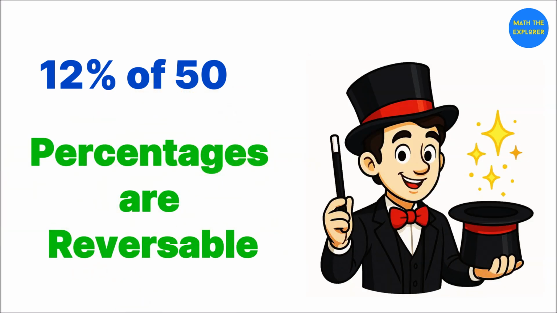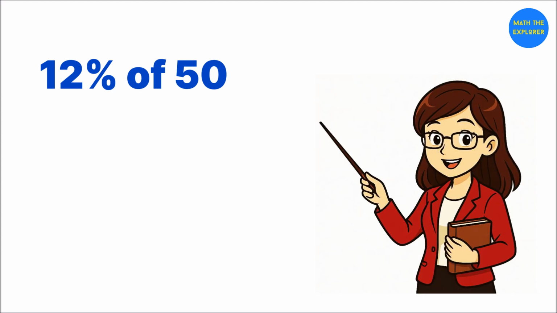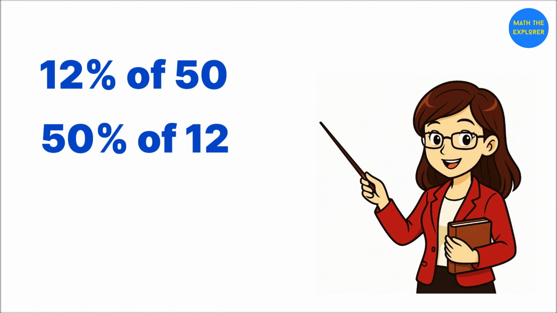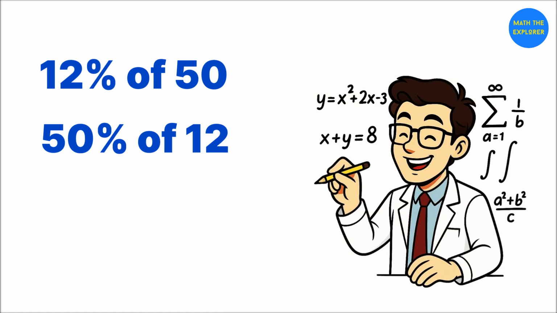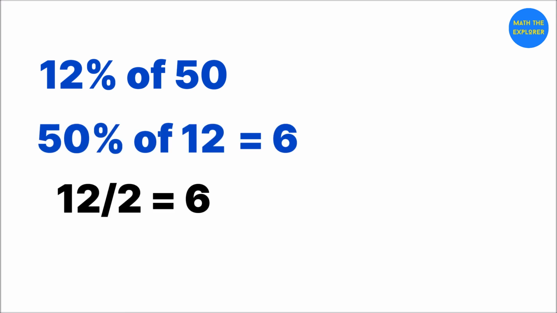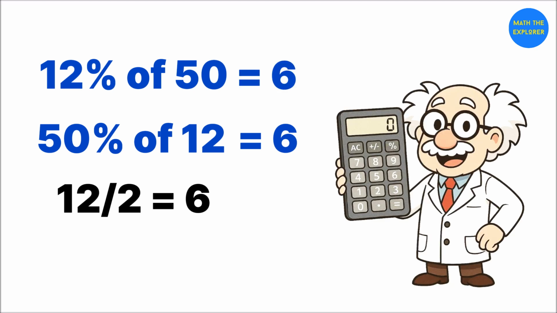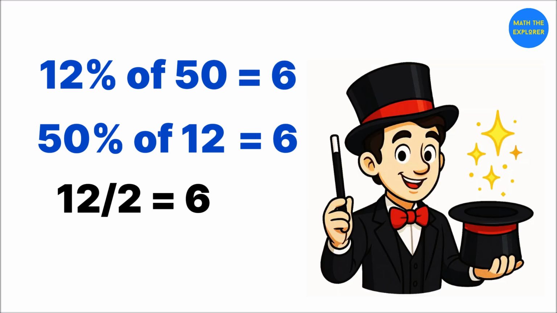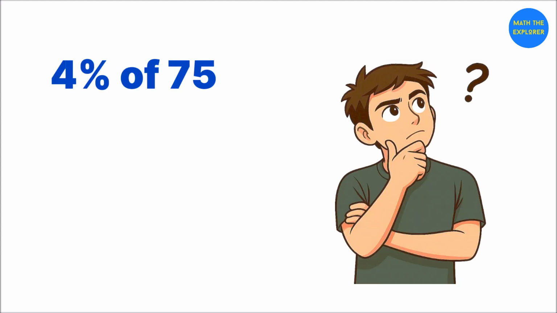Percentages are reversible. That means 12% of 50 is the same as 50% of 12. So instead of doing something complicated, just flip it. Now, what's 50% of 12? It's just half of 12, which is 6. So 12% of 50 is equal to 6. No calculator, no stress, just pure math magic. Cool, right? Let's do another example.